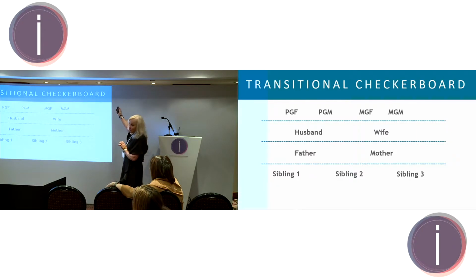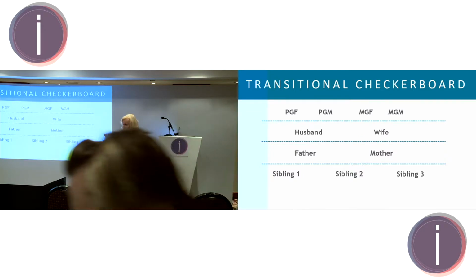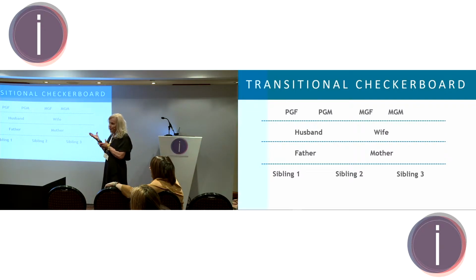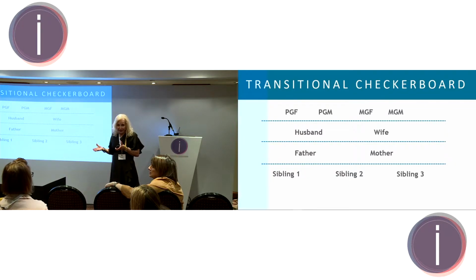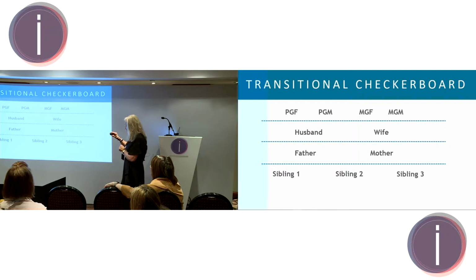So this is the transitional checkerboard. What happens in families is what happens in nature. Nature abhors a vacuum. If there's somebody missing, somebody moves in. So what we see here is, in the old days, we had all the grandparents, paternal grandfather and mother, maternal grandfather and mother, husband, wife, who also have father and mother, or let's say just spouses, and then the siblings.